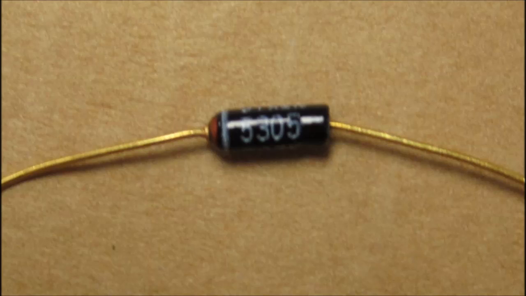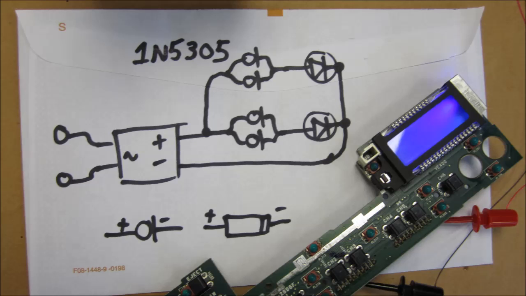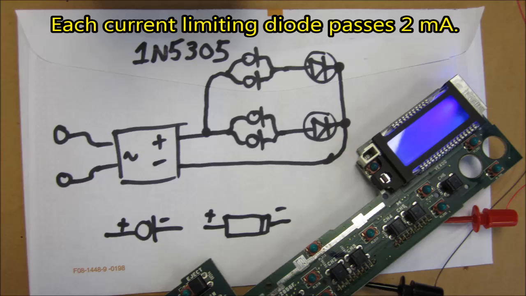I use the 1N5305. I use 4 of them, two pairs, one pair for each blue LED. Here's the circuit, the schematic. Just got the two input terminals, and they go to the full wave bridge rectifier and then output to two branches, each one with a couple of current limiting diodes and the LED. So each LED gets 4 milliamps flowing through it. And the reason I used two LEDs in the first place is because I was not satisfied with the brightness acquired by only one LED.